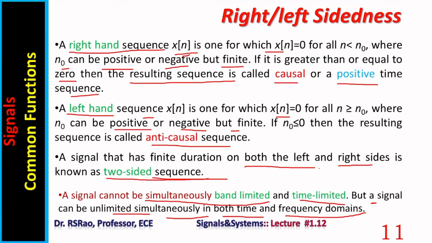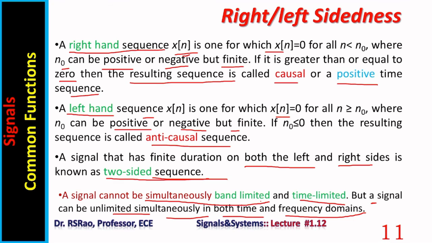A signal can be expressed in time domain, and it can be expressed in frequency domain. If the time duration of the signal is finite, then we say the signal is time limited. If it is infinite, then it is unlimited in time. Now we consider the same signal in frequency domain. If the frequency range or bandwidth of the signal is limited, we call that signal band limited. Otherwise, it is unlimited in band.